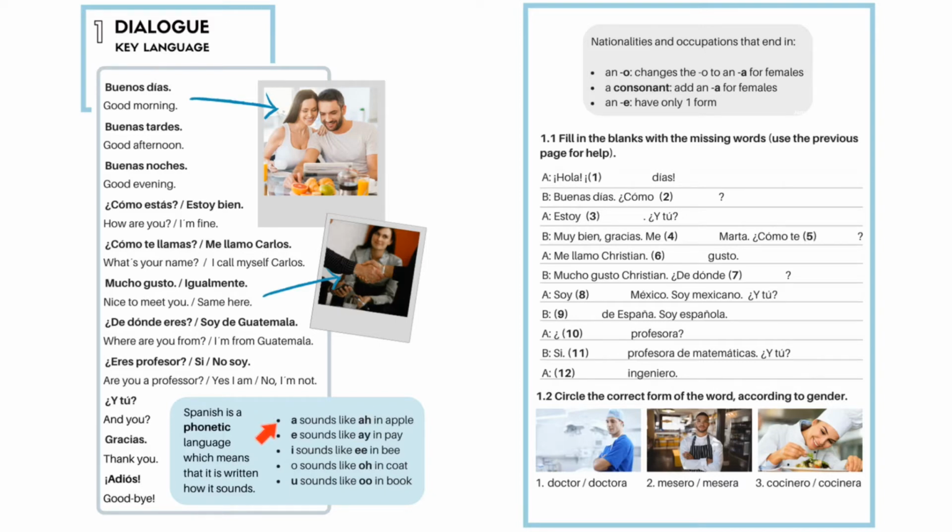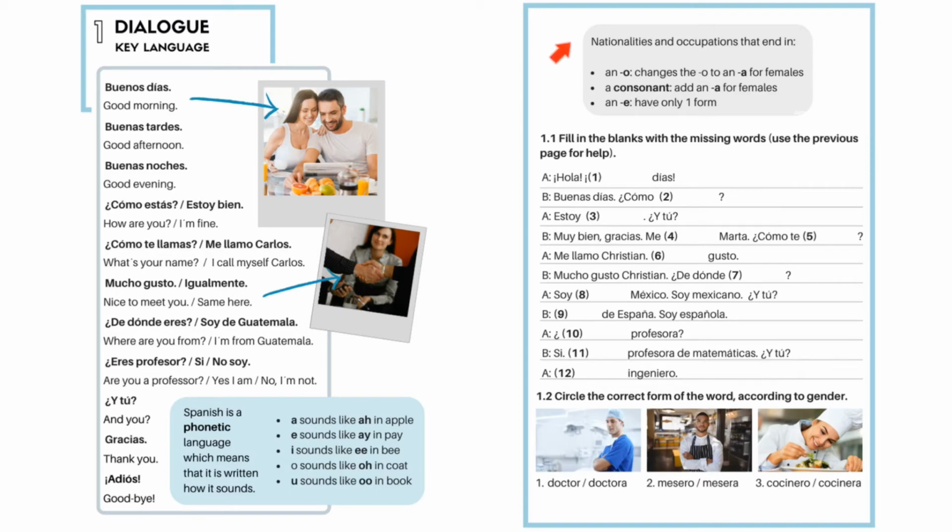The A always sounds like an ah sound, like apple. And then the E always sounds like an A, as in pay. The I sounds like an E, like in bee. The O sounds like O in coat. And the U sounds like oo in book. A, E, I, O, U are the same vowels in English as they are in Spanish.